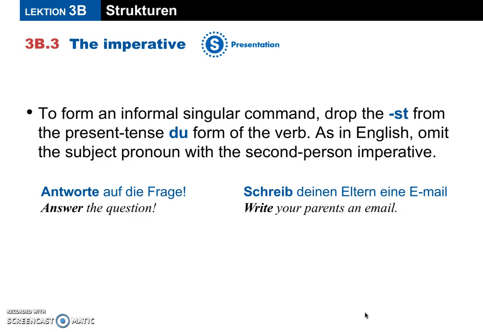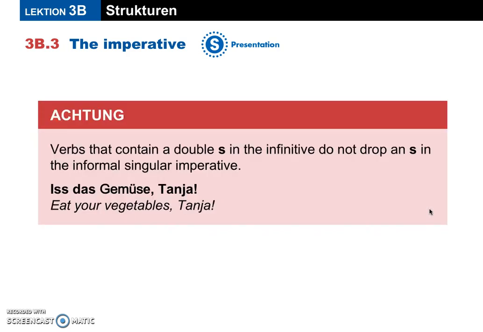To form an informal singular command, drop the st from the present tense du form of the verb. As in English, omit the subject pronoun with the second person imperative. Antworte auf die Frage. Answer the question. Schreib deinen Eltern eine E-Mail. Write your parents an email.